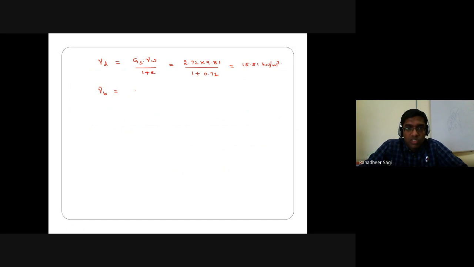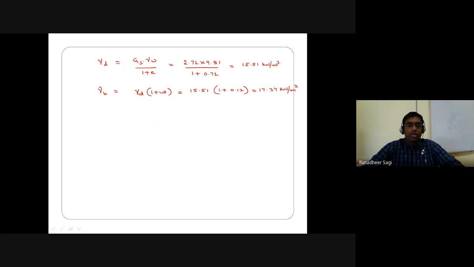The bulk unit weight of the soil is nothing but gamma D into 1 plus w. So what is gamma D? Gamma D is 15.51 into 1 plus the water content value of 12%, which I can write as 0.12. Upon calculating, we'll get the bulk unit weight as 17.37 kilonewton per meter cube. So we have understood the bulk unit weight of the soil, and we have understood the dry unit weight of the soil.